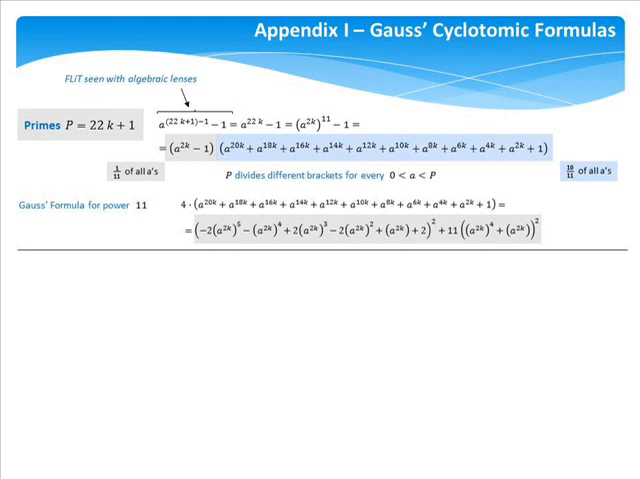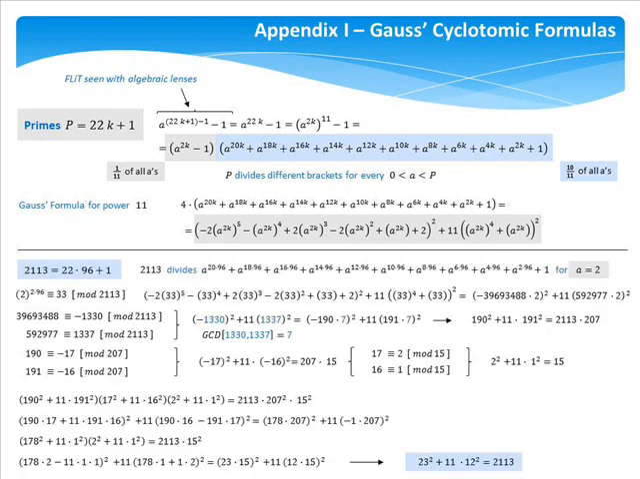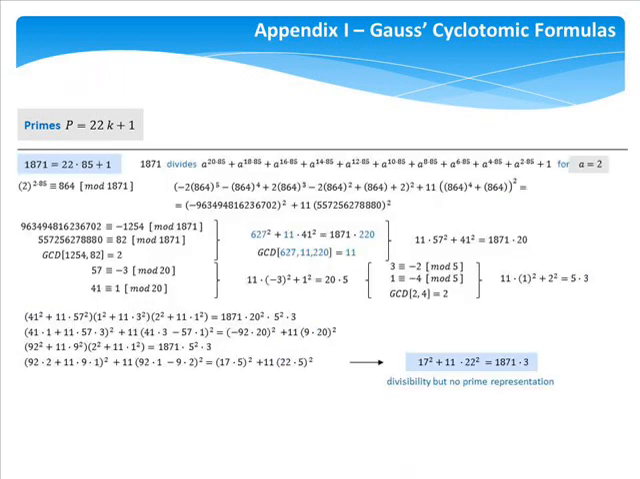Finally, we can illustrate how the method applies for primes of the form 22k plus 1. Here are the calculations for prime 2113. Press pause if needed. And here are the calculations for prime 1871, where we cannot find a representation as desired.